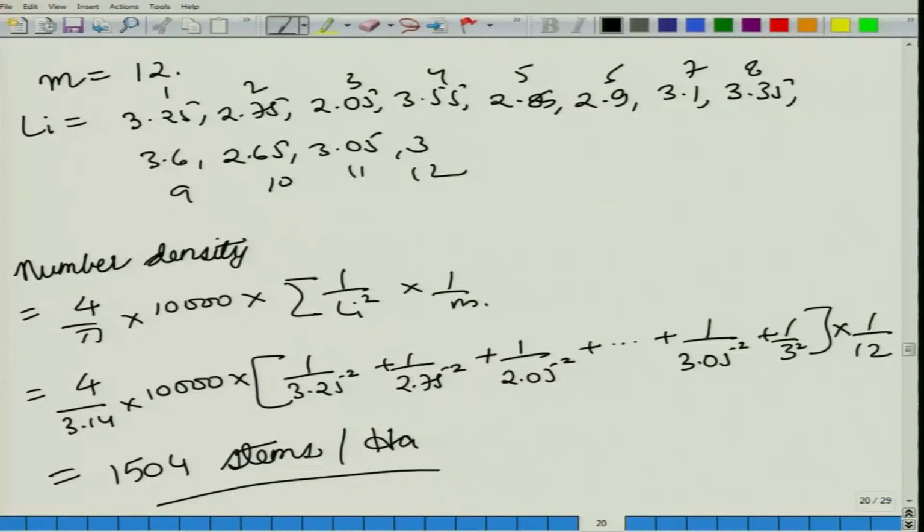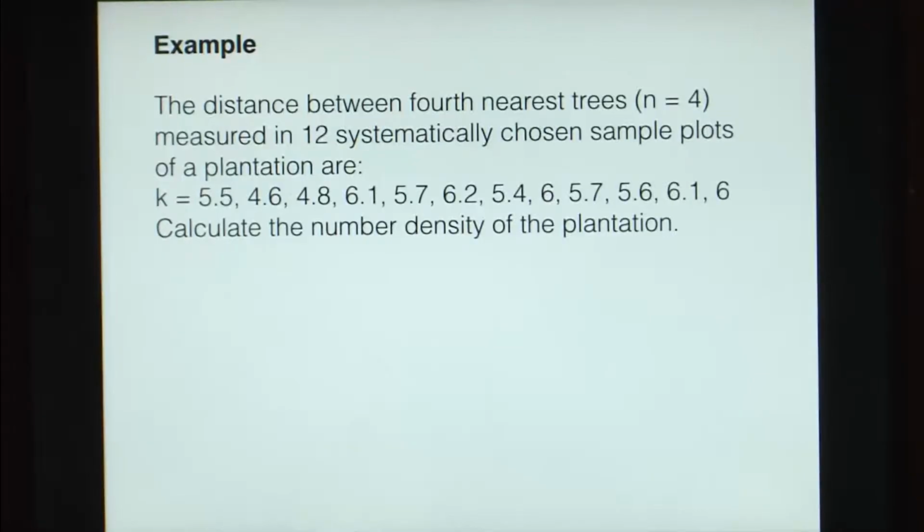So this is just to recapitulate. If we have m number of samples in which the stems that are closest together are separated by the distances given by Li, then we can calculate the number density by using the formula 4 by pi into 10,000 into sum over 1 over Li square into 1 by m. So let us take one other example. It's there on your screen now.